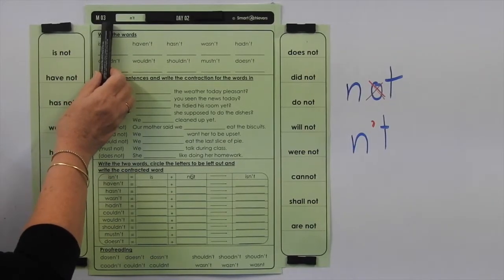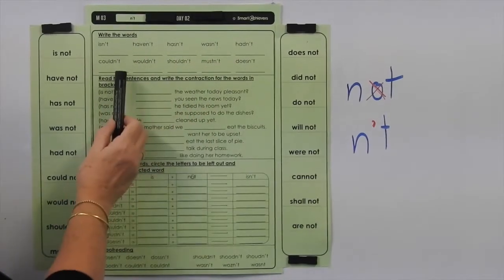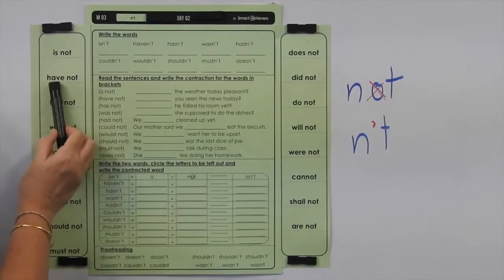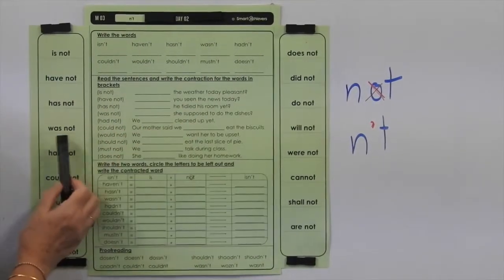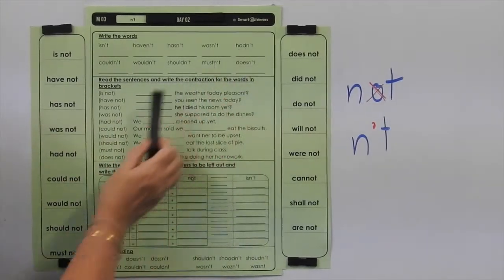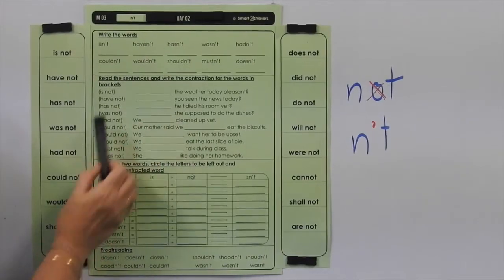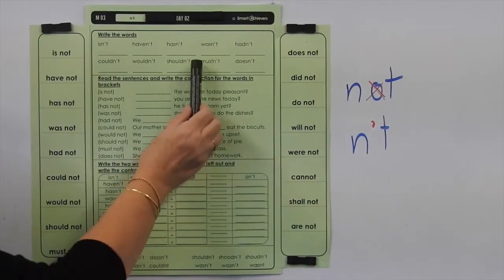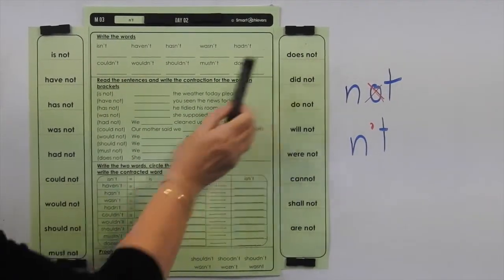Level M, list 3, and we're doing the day 2, and we're working on more contractions today. So we've got isn't, that is short for is not, haven't is short for have not, hasn't is short for has not, wasn't is short for was not, hadn't is short for had not, couldn't is short for could not, wouldn't is short for would not, shouldn't is short for should not, mustn't is short for must not, and doesn't is short for does not.